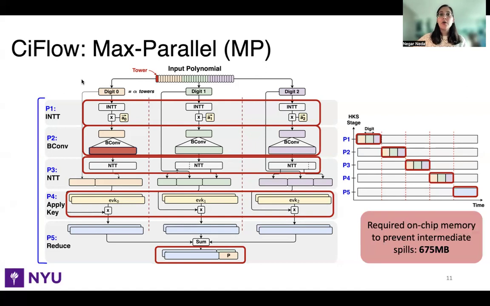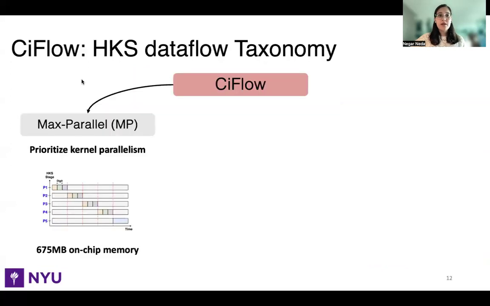If we want to prevent going on and off chip in max parallel, we would need around 700 megabytes of on-chip memory. The reason is that, as you can see in P2, for each digit, I'm extending the size of my input, and I need to keep this data on chip for the next step, where I want to do NTT on it. Also in P5, I'm generating partial products of the output that I need to keep on chip so I can add them together. So in max parallel, we need around 700 megabytes of on-chip memory, which is a lot.